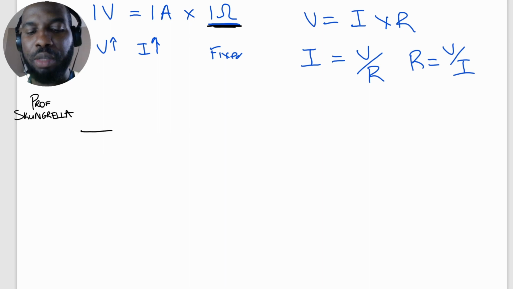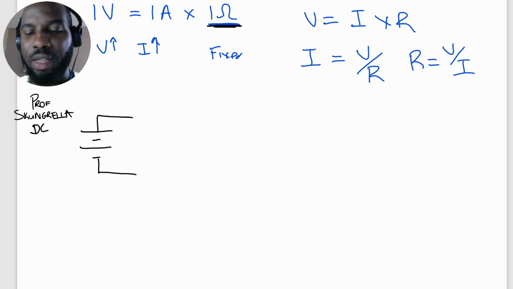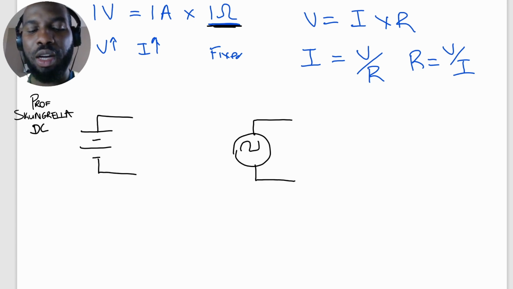So if we have a power supply here, and I know that we still haven't discussed AC and DC, we will get to it. So here we have a DC power supply, right? This is the DC source. And let me draw an AC source on this side. This is what an AC source looks like, right? So this is a power supply supplying AC voltage and current, right?